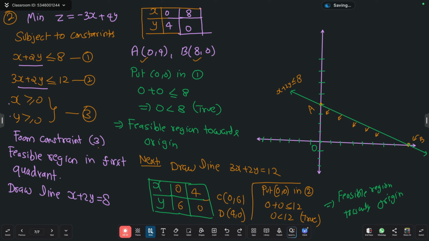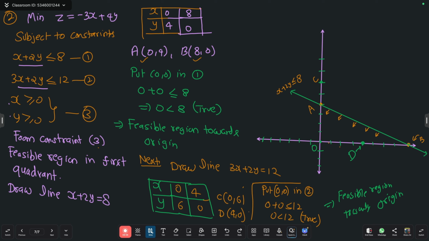Now the second inequality. From the second we got (0, 6) and (4, 0). Where is (0, 6)? X value 0, y value 6 on the y-axis: 4, 5, 6. This point is C. Now (4, 0): 1 2 3 4. This is (4, 0), and this is D point.